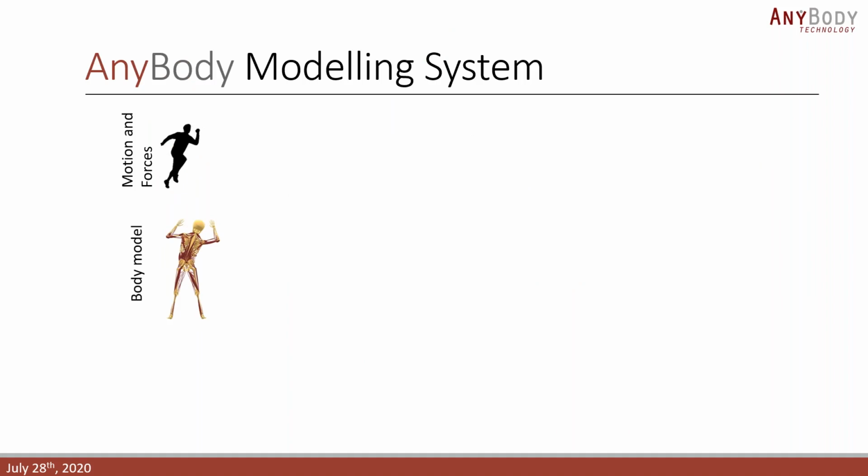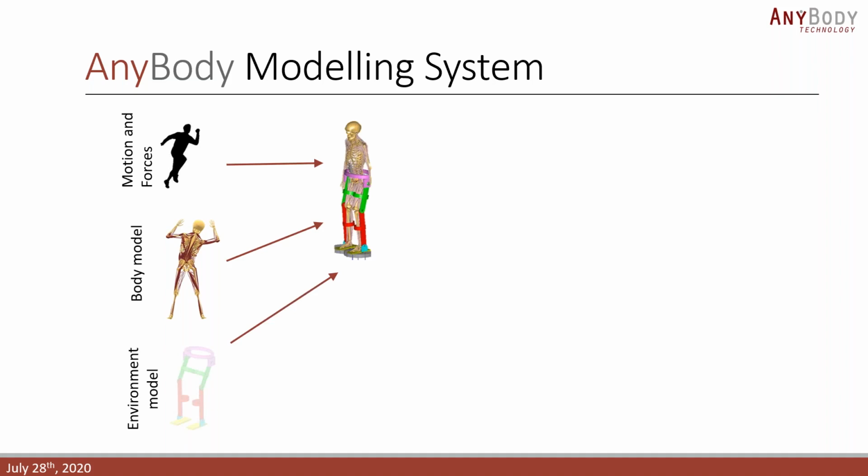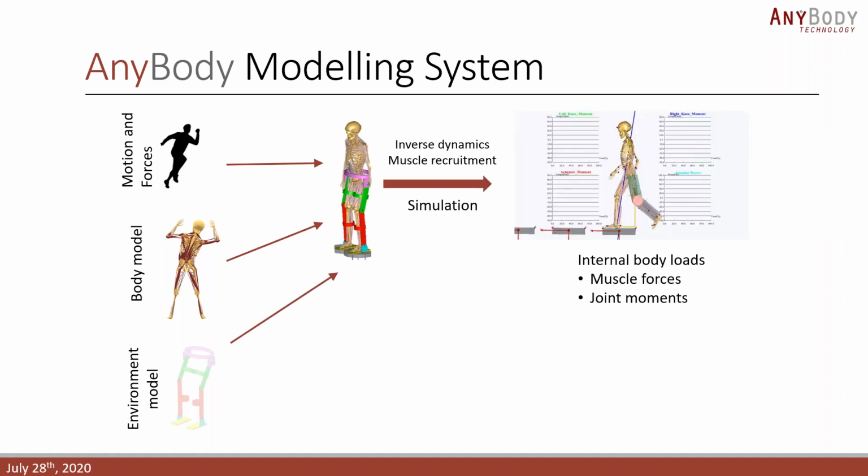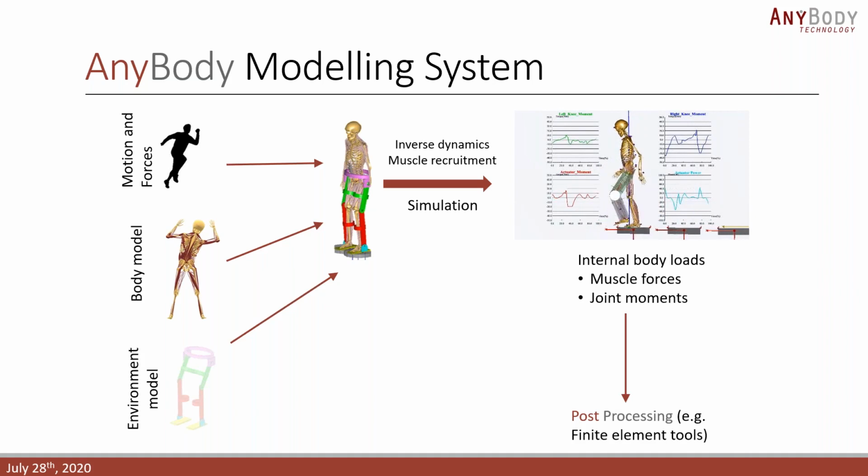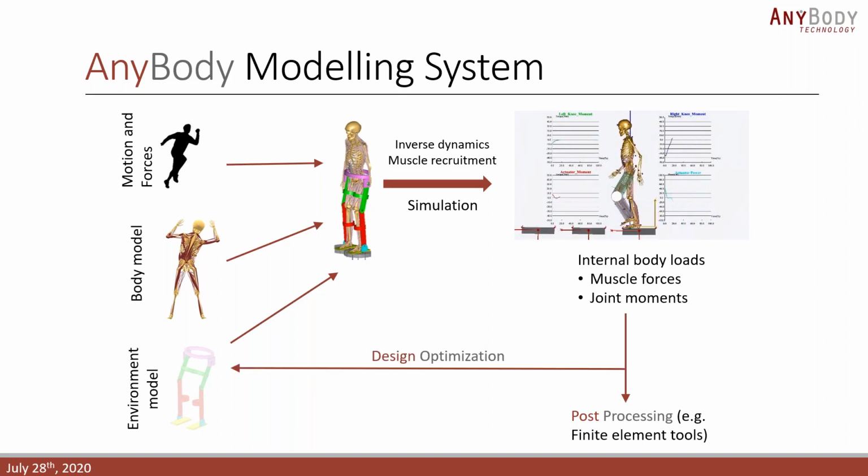And the typical workflow in the Anybody modeling system could look something like this. You provide the motion data as input, and you use the body models which you or others have built. Then you provide some kind of environment, which could be, for example, an exoskeleton. And then you can use Anybody to combine these things and run the inverse dynamic simulations to calculate the internal body loads. You can then output these results and use them for post-processing, which, for example, could be with some kind of finite element tool. But many users also close the loop completely by doing some kind of design optimization and run this cycle multiple times.